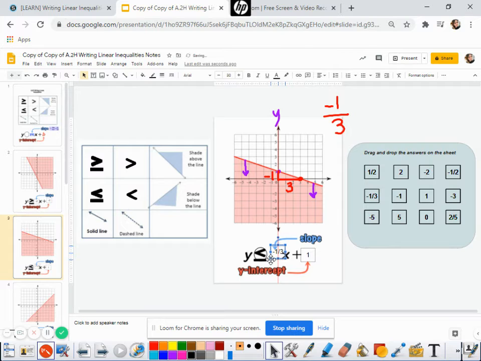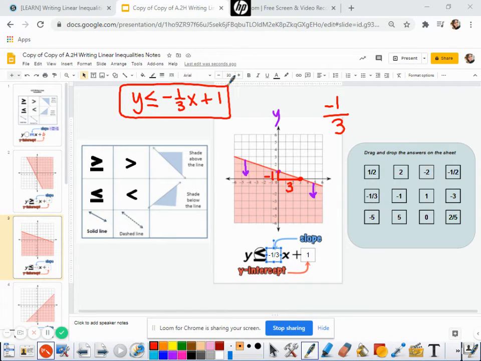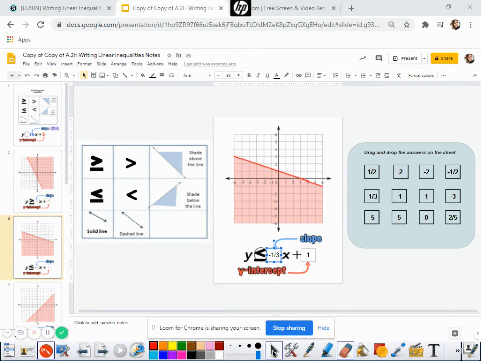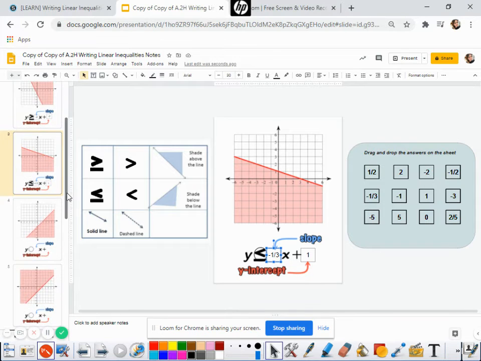And then we can rewrite it. So my inequality is y less than or equal to negative 1/3 x plus 1. And if this was multiple choice, you can really just eliminate wrong answers just by looking at the y-intercept, the inequality symbol, and the slope. All right, so let's go to the next one. Let me erase this.